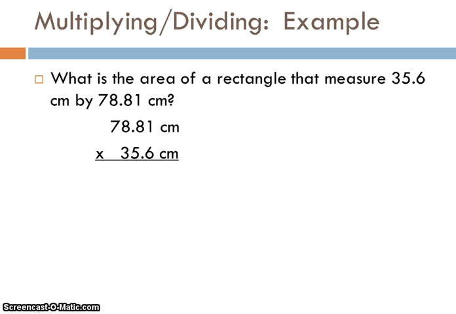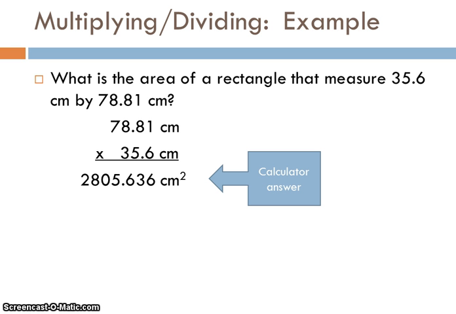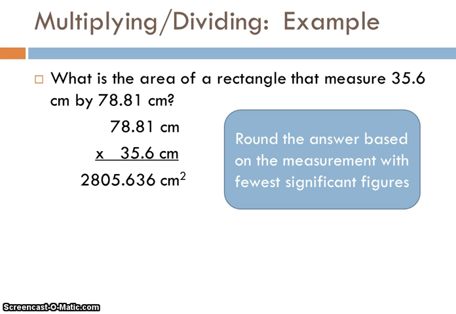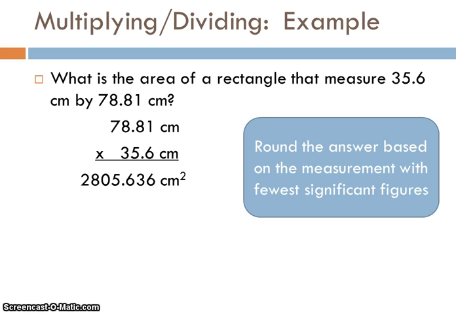We're not going to do it by place here. The rule's a little bit different. On the calculator, all right, you punch your numbers in, you get all these digits. That's implying we have way more precision than we really did. All right, we didn't know it to that kind of depth. We need to round our answer based on the measurement that has the fewest significant figures. 78.81 centimeters has 4 sig figs, and 35.6 centimeters has 3 sig figs. Well, the one with the fewer sig figs will determine the precision that we're allowed in our answer.